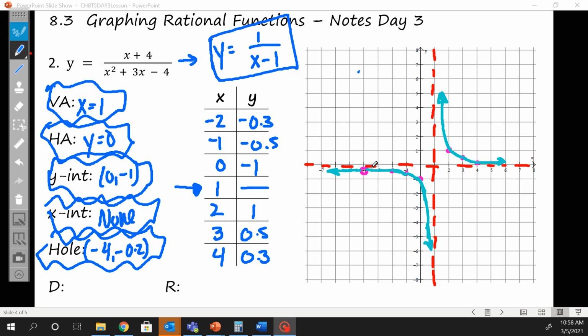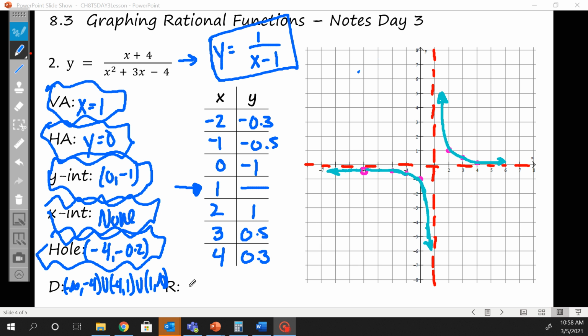So keep that in mind when you're doing the domain. The domain starts at -infinity, and then it runs to this point of discontinuity, which is at -4. And it starts again at -4 and runs to right there at 1. And then it starts again at 1 and runs to infinity.